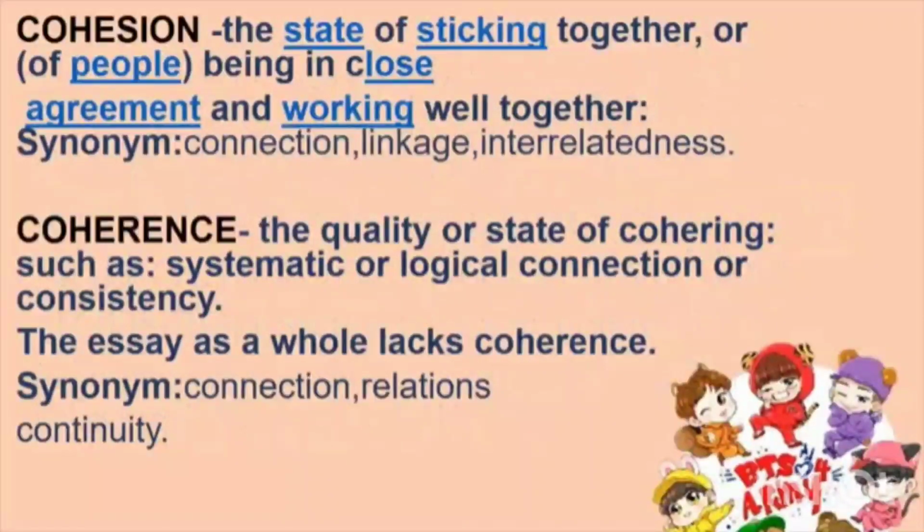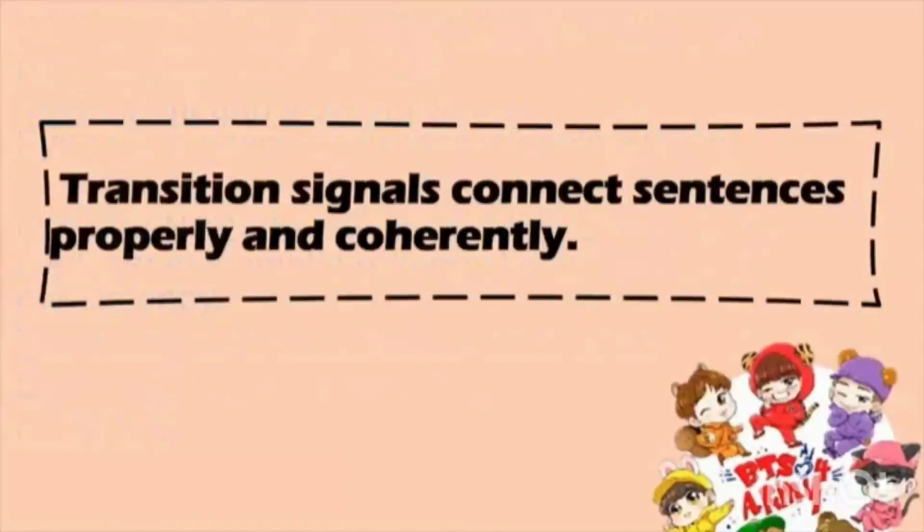Let's find out first the meaning of cohesion and coherence. Cohesion is the state of sticking together or of being in close agreement and working well together. Synonyms: connection, linkage, interrelatedness. Coherence is the quality or state of cohering, such as systematic or logical connection or consistency. Example: the essay as a whole lacks coherence. Synonyms: connection, relations, continuity. As a whole, transition signals connect sentences properly and coherently.